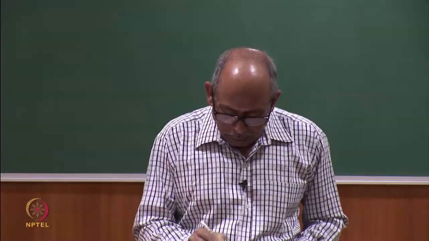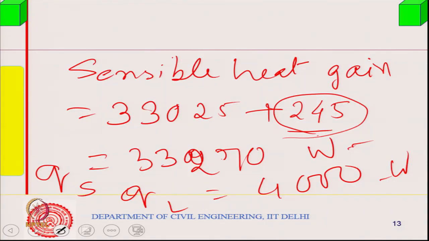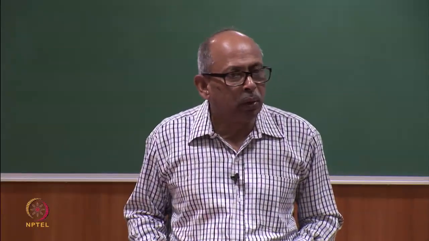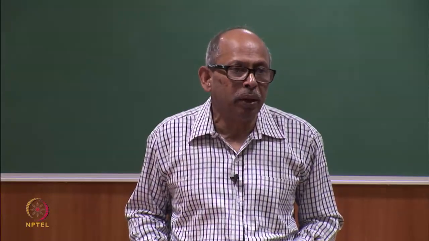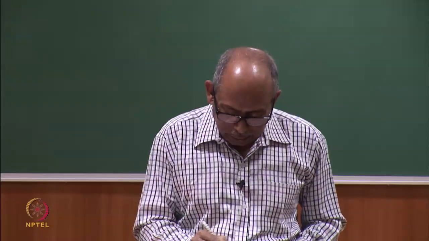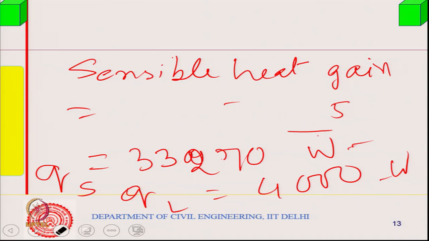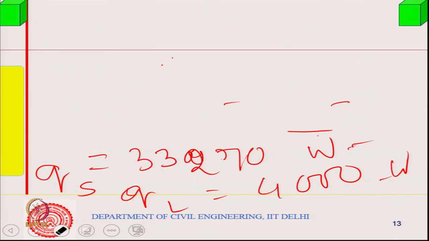So, we can now find out m, because the temperature differential we have already said that we will keep at 10 degrees. Specific heat is known to us, so m we can find out. So, let us calculate this out. Therefore, we take it to be QS.